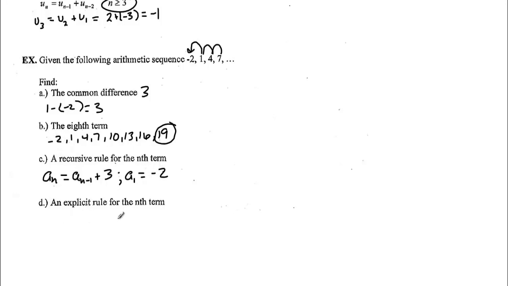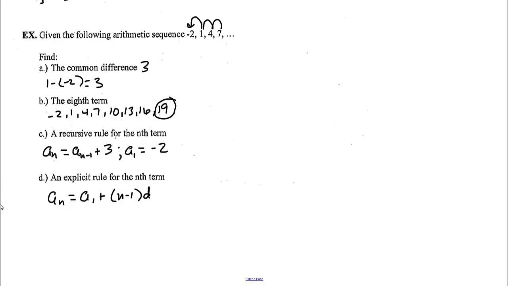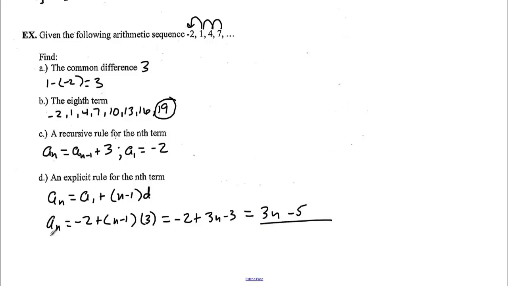An explicit rule for the nth term. Well, a sub n equals a sub 1 plus n minus 1 times d, because this is an arithmetic sequence. So there's the explicit rule for an arithmetic sequence. So a sub n equals the first term plus n minus 1 times the common difference, which is 3. Now, a multiple choice answer might distribute, like I've said before. So we have 3n minus 3, so 3n minus 5 is the explicit rule for a sub n.